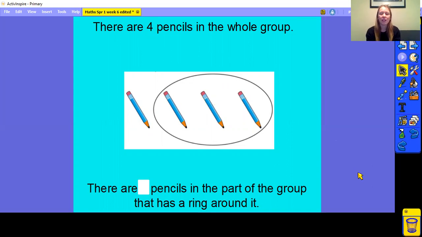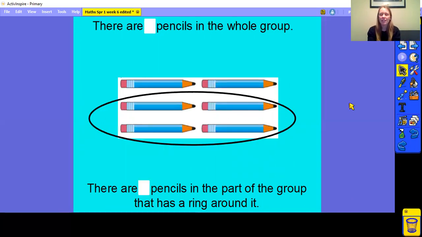Now, can you see that some of the pencils have a ring around them? This is a part of the whole group. How many pencils are in the part of the group? Let's find out. 1, 2, 3. There are 3 pencils in the part of the group that has a ring around it.